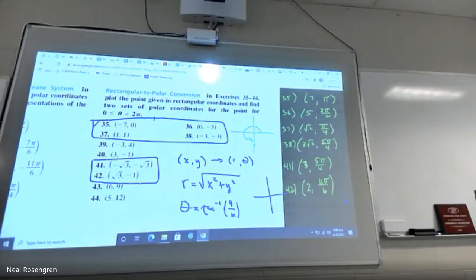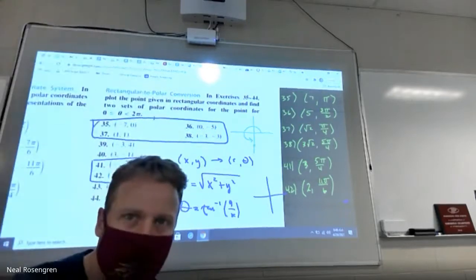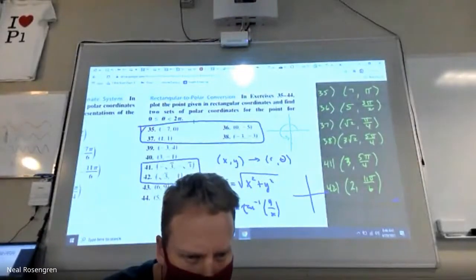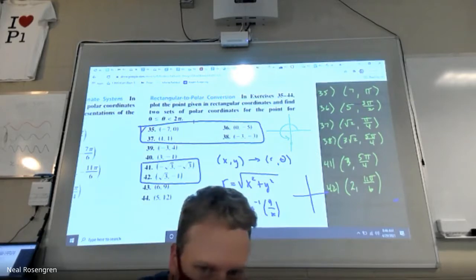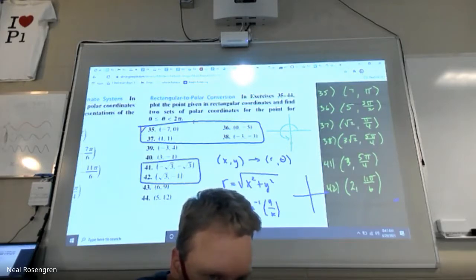I don't think that's the one. I don't think it's an undefined tangent spot. I don't think it's on the y-axis. I think it's in a quadrant somewhere on the test tomorrow, so we don't have to worry about that. Let's peek and be sure, though. Yeah, it's in a quadrant somewhere, so we won't have to worry about that. I think that's the only one.